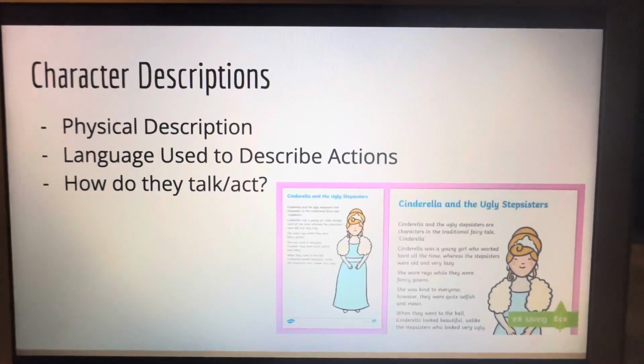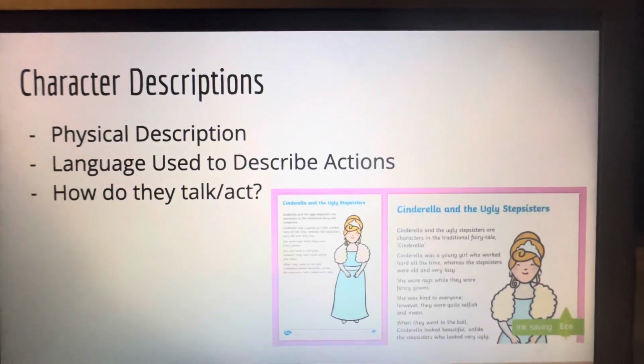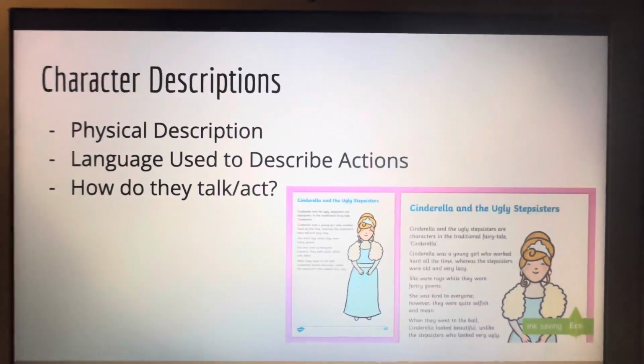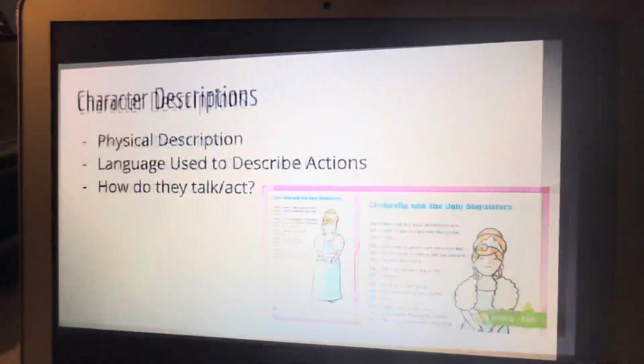One example would be Cinderella and the Ugly Stepsisters. The stepsisters are all mean and nasty, so that's why we associate them as ugly.